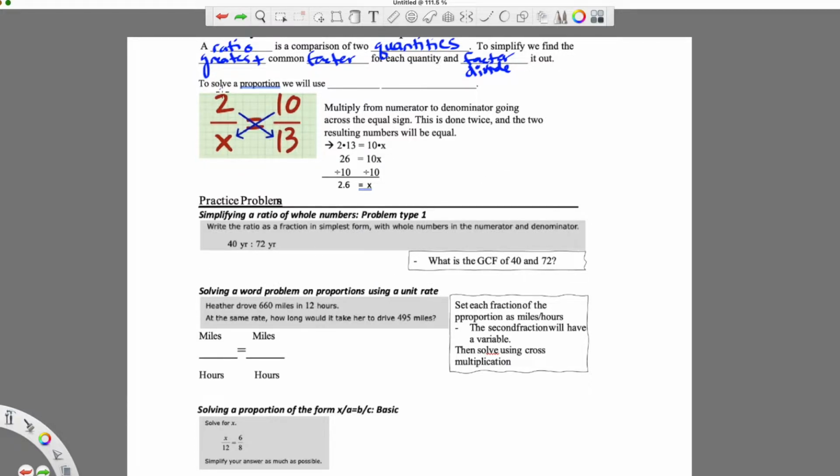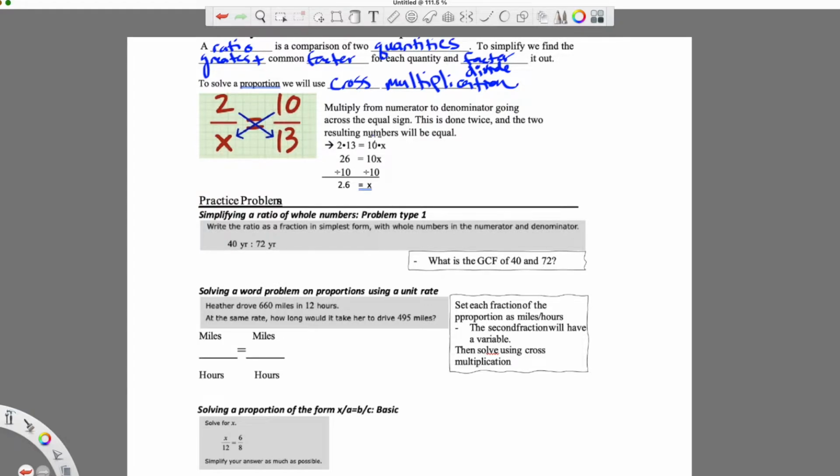And then we can also solve a proportion because a proportion is a ratio equaling a ratio, which we'll look at right here below. And we're going to use cross multiplication. What this does is it actually helps us get rid of the fractions. So we're going to do cross multiplication. So we can see here's a fraction equaling a fraction. So I have 2 over x equals 10 over 13. This is what we call a proportion.